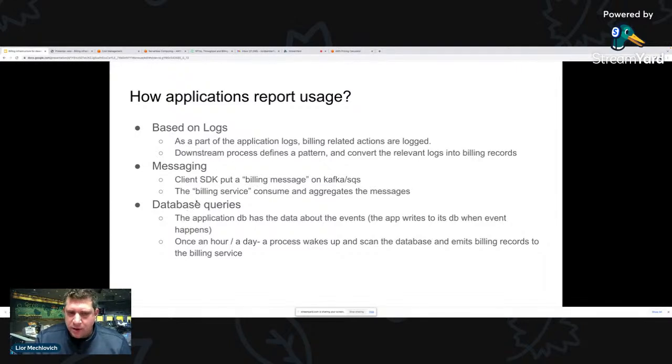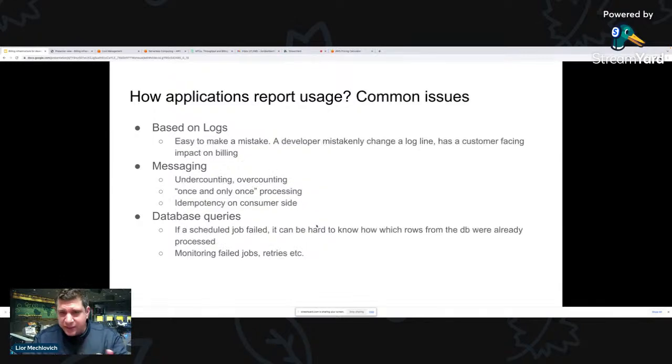And some are going with database queries, right? So once a night, there's a process that runs, queries the application database about the events, and generates the meter events downstream. So a process wakes up every hour, every day, per customer, per dimension, scans, and sends that downstream. Each one comes with its own problem. I just want to highlight a few.